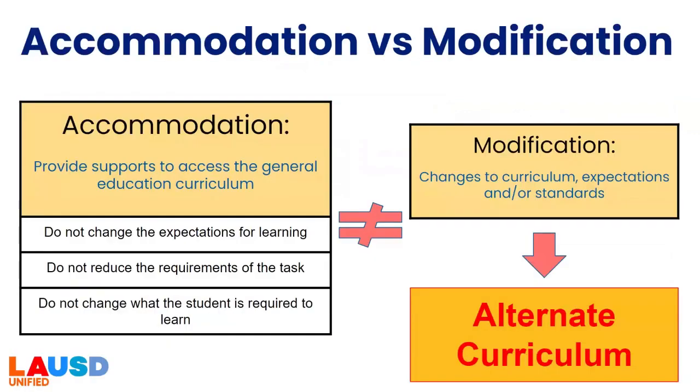In this slide, we will go over the differences between accommodations and modifications. When you have students with an IEP in your classroom, it is crucial to understand that unless their IEP specifies an alternate curriculum, they're on the core curriculum. These students are expected to engage with the same curriculum, meet the same expectations, and achieve the same standards as their peers. So, what exactly are the differences between accommodations and modifications?